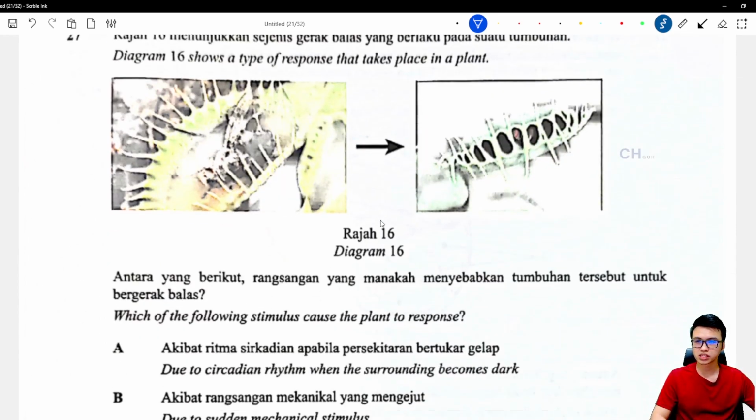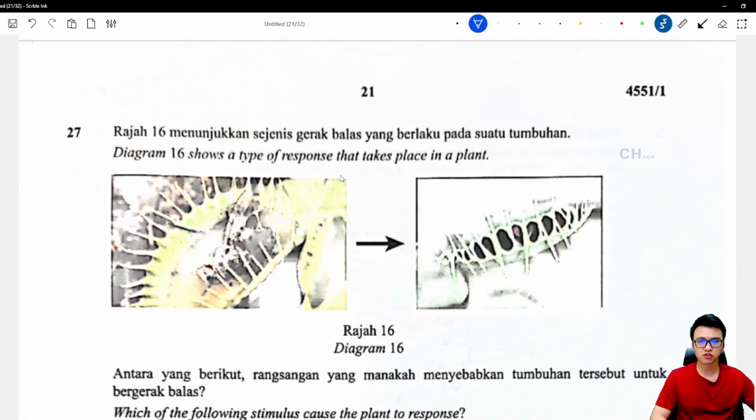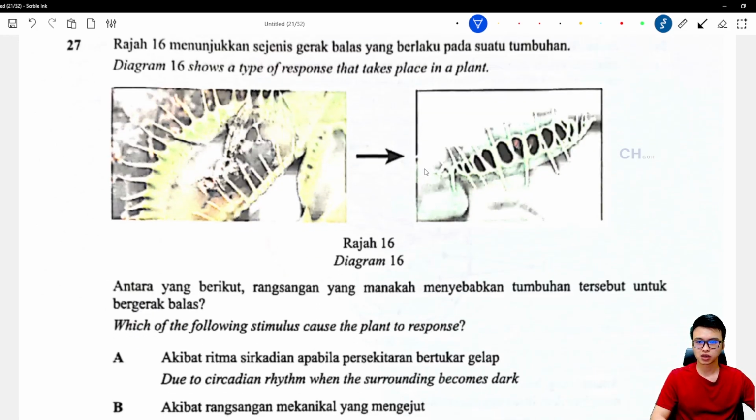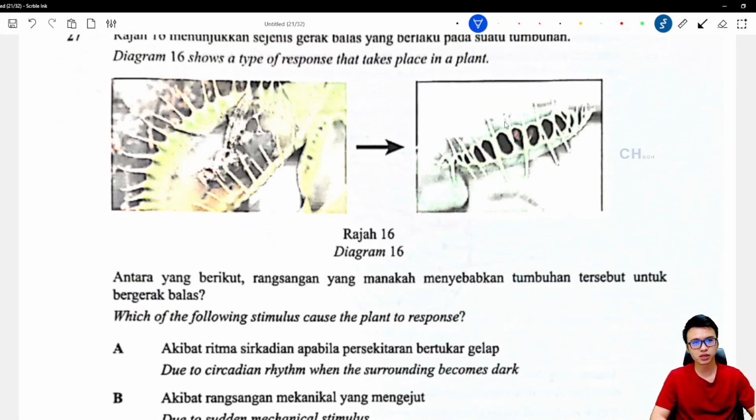Now, question 27. Diagram 16 shows the type of response that takes place in the plants. Okay, this is the Venus flytrap. So the Venus flytrap will sense the stimulus. It's actually the vibrations, the stimulus from the insect, from the food, and only then will it close.